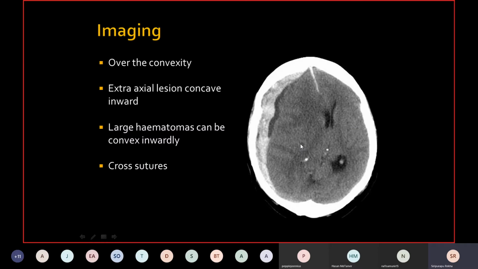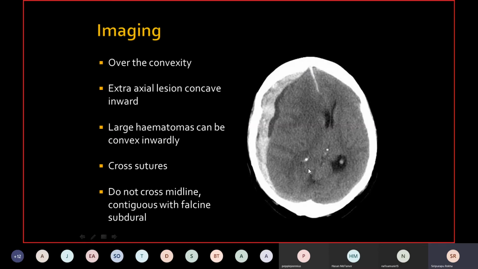They will cross sutures by virtue of their anatomy, but they do not cross midline. The reason they do not cross midline is, as we've seen in the slide on anatomy, the dura will turn and reflect inwards as the falx, and that's why when we see a subdural coming in towards the midline, we see that it turns inwards along the falx as a parafalcine subdural.